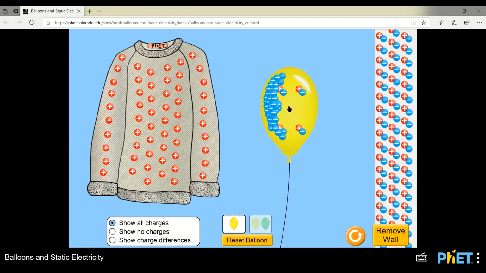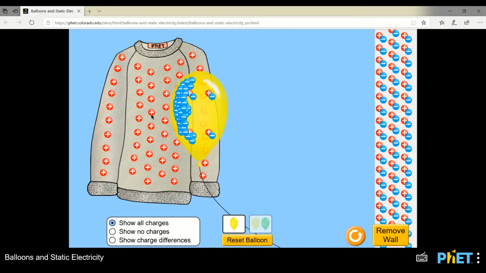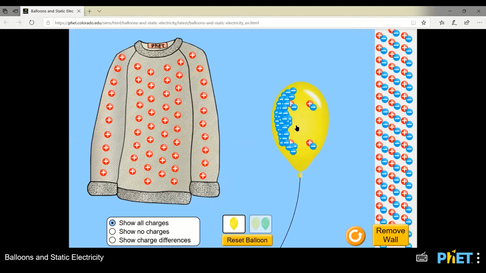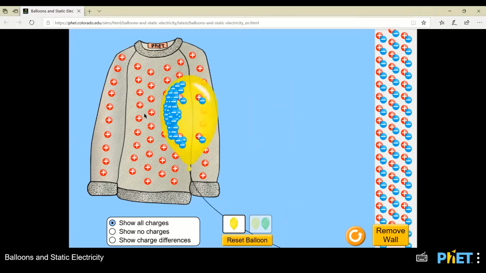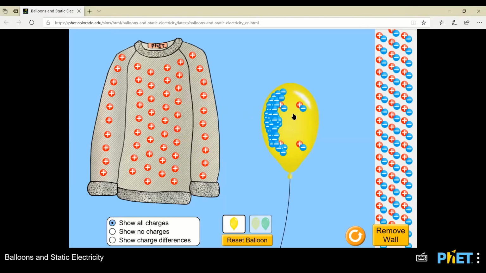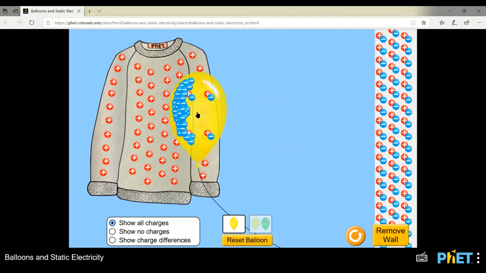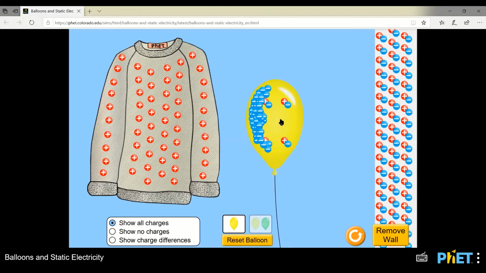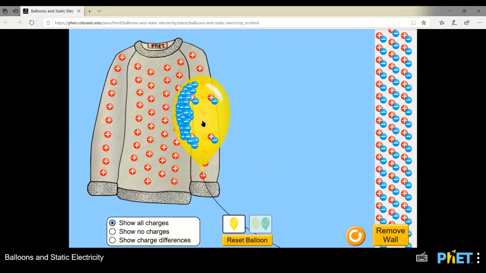And the reason for that, because the electrons that jump from the piece of cloth to the balloon, so balloon is now negatively charged. And because the electrons, they have moved from the jumper to the balloon, the jumper is positively charged now. And we know that the positive and the negative charges, they attract each other. And that's the reason why the balloon gets attracted towards the jumper.